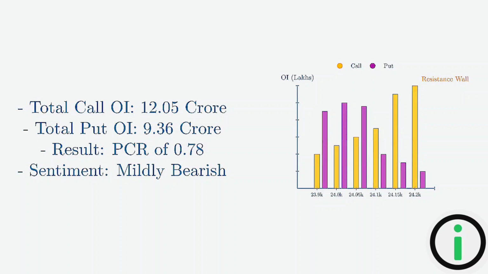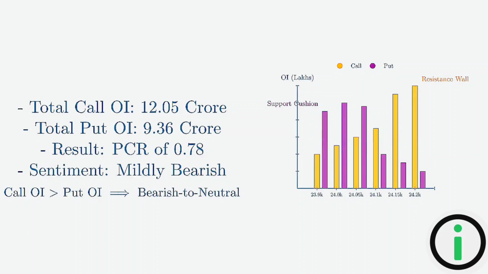In the options world, heavy call writing acts as a ceiling or a resistance wall, because these sellers are betting that the index will not stay above those levels. On the flip side, we see fresh put writing near 24,050 and the 23,900 to 24,000 zone. These purple bars represent our support cushion. The fact that the call OI is higher than the put OI suggests that sellers are slightly more aggressive on the top side, reinforcing a range-bound view for the upcoming session.